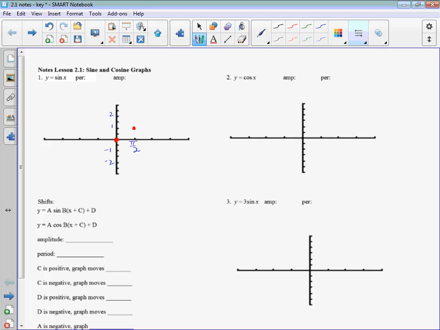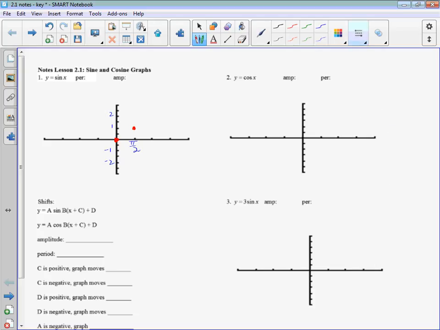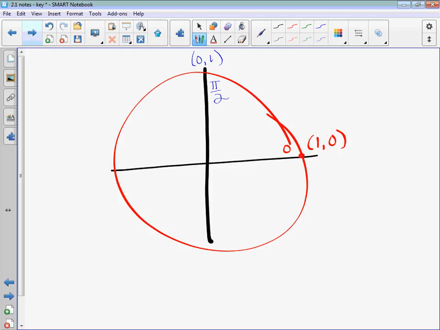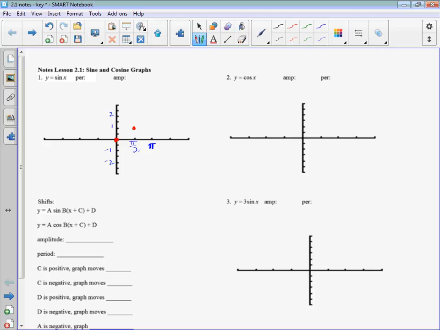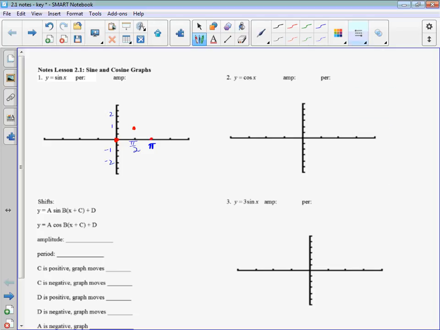Okay with that? All right, what do you think my next tick mark is going to be? Pi. Excellent. So if I go to pi on my circle, ordered pair is (-1, 0). So what's the sine at pi? 0. So we put a dot at (pi, 0).